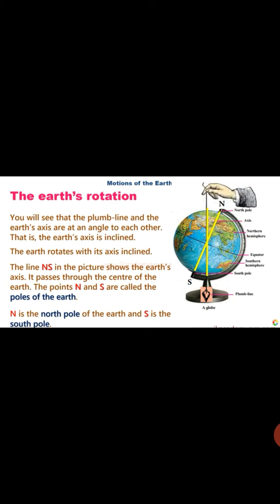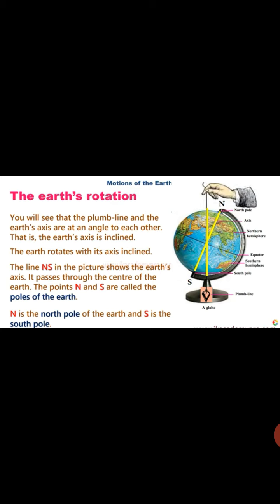The line NS in the picture shows the Earth's axis. It passes through the center of the Earth. The points N and S are called the poles of the Earth. N is the North Pole of the Earth and S is the South Pole.